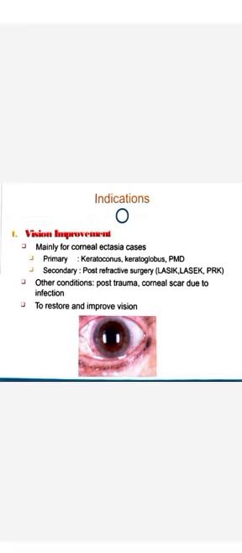Indications: vision improvement, corneal protection, cosmetic use, and drug delivery. These are the main uses of scleral lenses. The first indication is vision improvement, mainly in corneal dystrophy cases: primary keratoconus, keratoglobus, and PMD. Secondary cases are post-refractive surgery like LASIK and PRK. Another condition is post-trauma corneal scar due to infection, to restore improved vision.